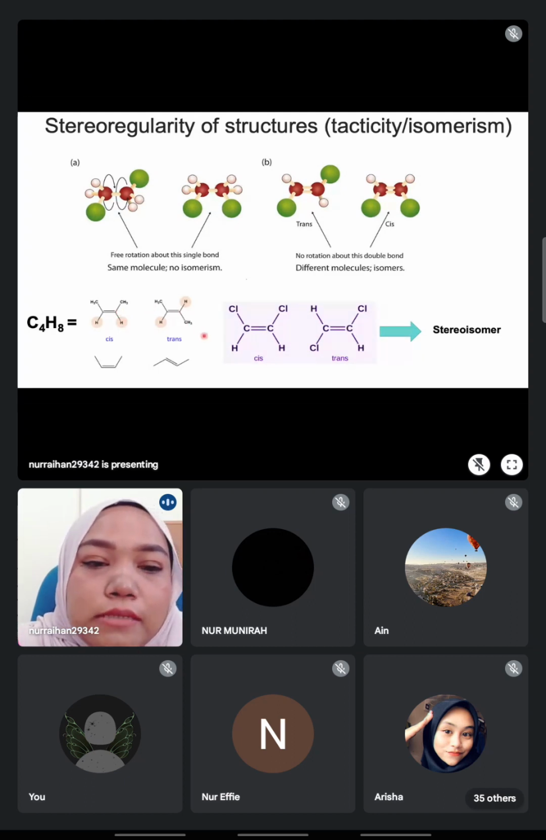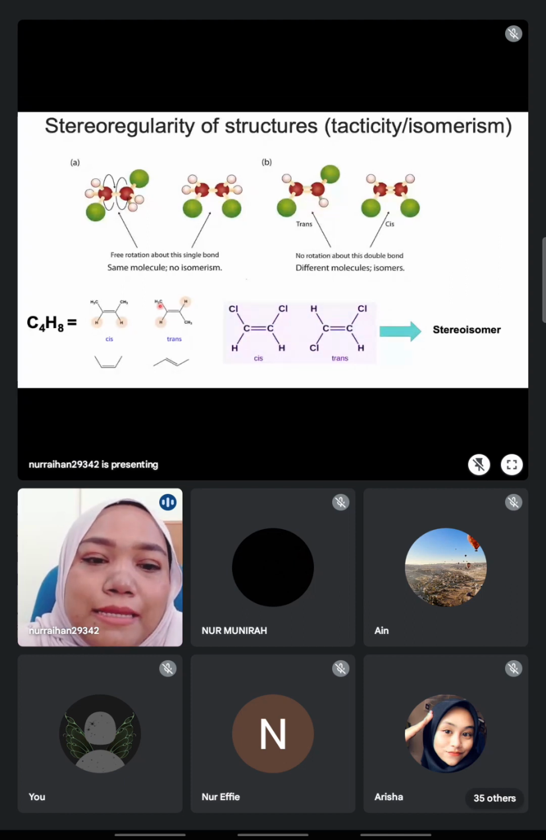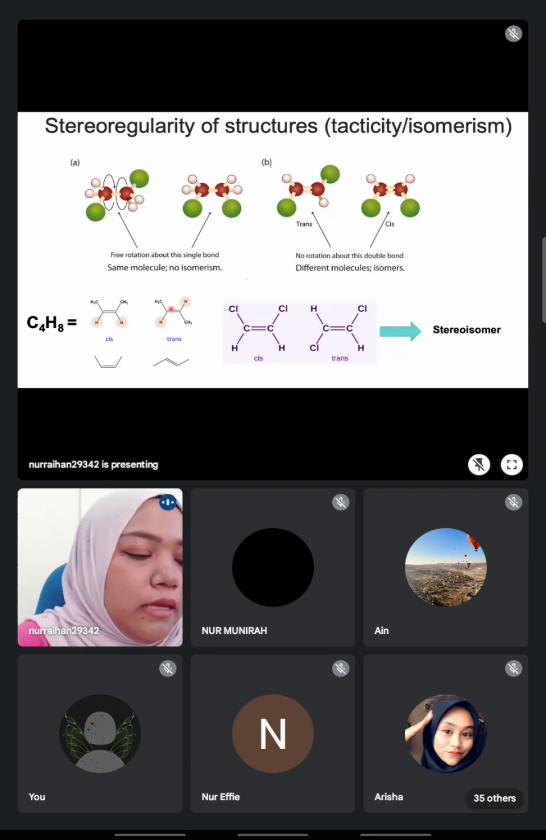Meanwhile, for the trans, even though they have the same atoms, the same amount or composition of atoms as the cis, the arrangement of the bulky group CH3 will be on the different side. So what happens is there will be less strength. There will be more flexibility. They will be more flexible.